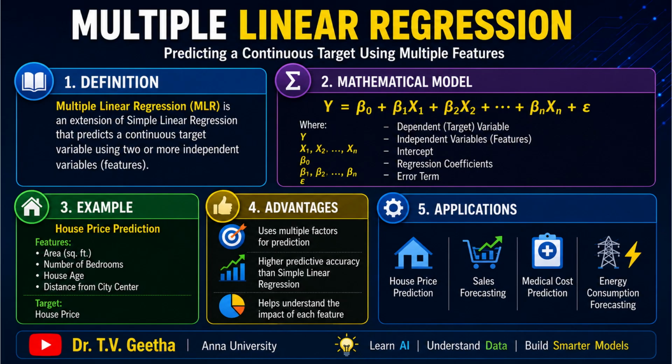Here you have b1, b2 for each of the independent variables, and these are called regression coefficients. Example for house price, you have area, number of bedrooms, the age of the house, distance from city center. That could all come into this equation. It uses multiple features, so you have higher predictive accuracy, and it helps to understand the impact of each feature. So there are a lot of applications for this. We have seen the house price prediction, sales forecasting, medical cost prediction, energy consumption prediction.